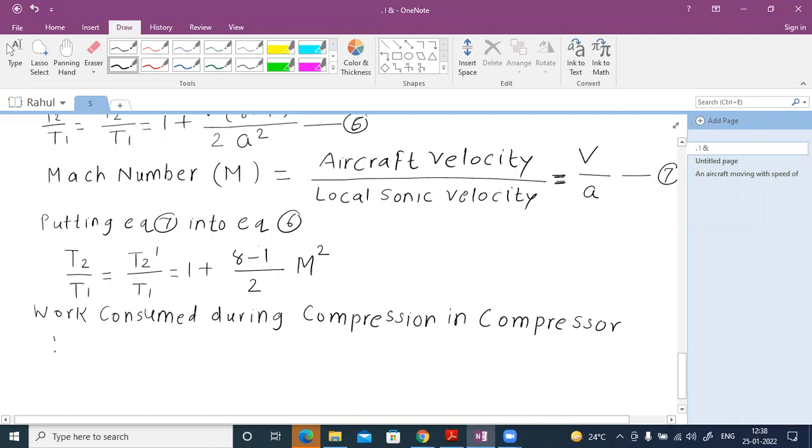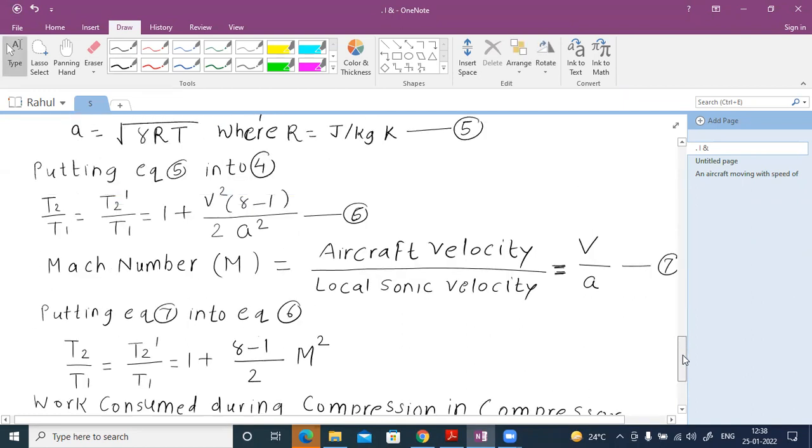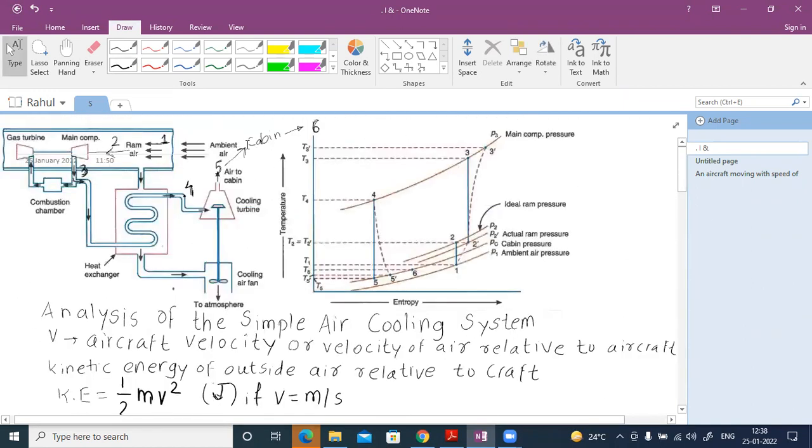So WC, we used to calculate WC. That is nothing but the mass of the air present inside the compressor, then Cp of the air, into the change in temperature. What final temperature do we have? T3. What initial temperature do we have? T2. You can see our process is from 2 to 3, so final is T3 minus initial is T2.